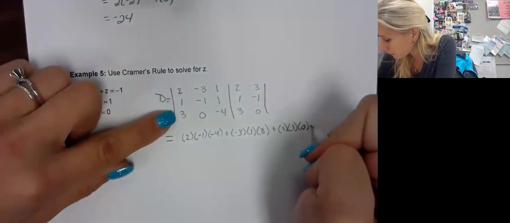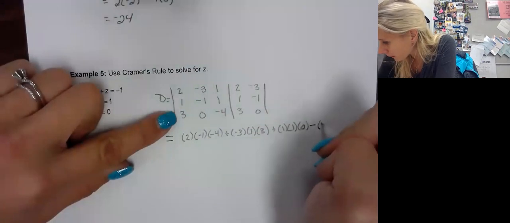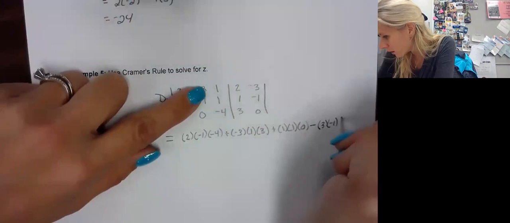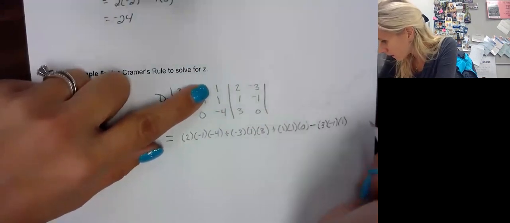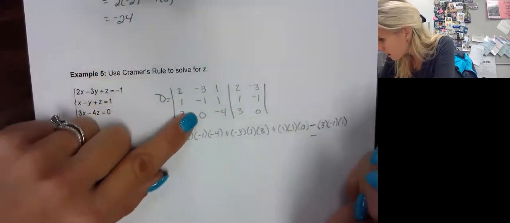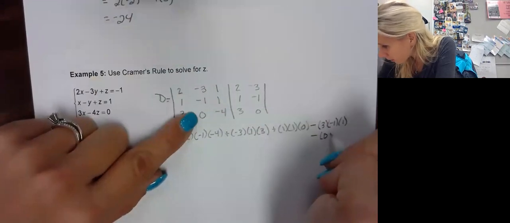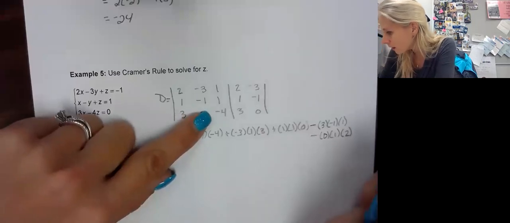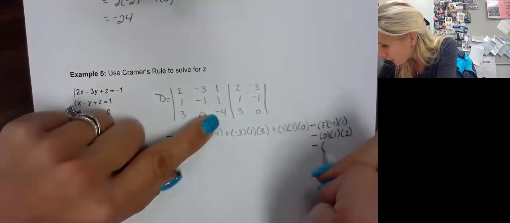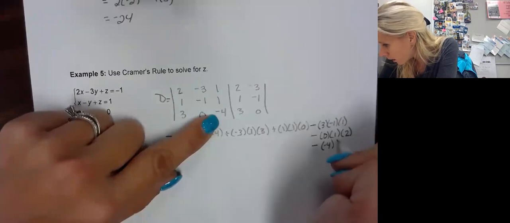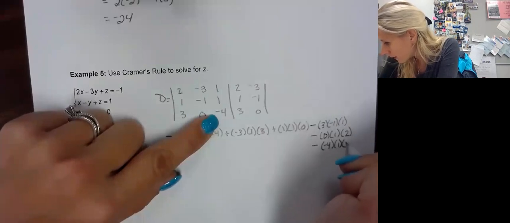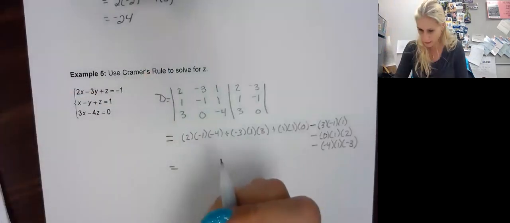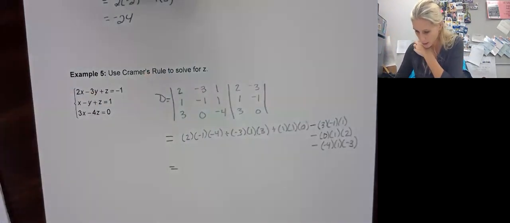All right, so I'm going to subtract. I'm going to start down below here. So 3, -1, 1. Subtract again and get 0, 1, and 2. Subtract one more. -4, 1, -3. All right, let's put all of this together and see what happens here.